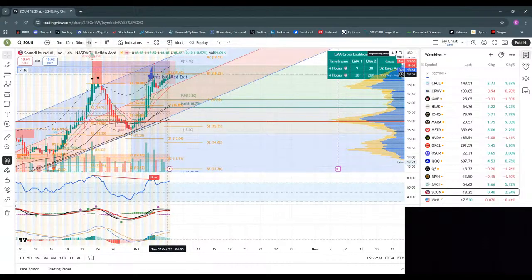Back into, we have a bearish divergence on the RSI right here. Stock is oversold. We have a death cross coming up. Stock is due for a downtrend. 15.30, 15 plus area, we are a buyer. Till then, we'll stay clear of SoundHound.